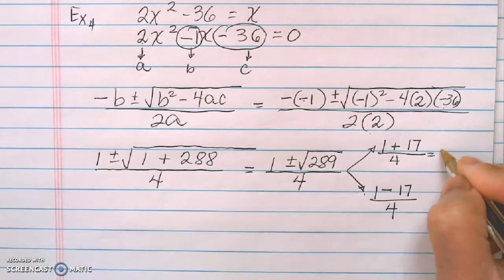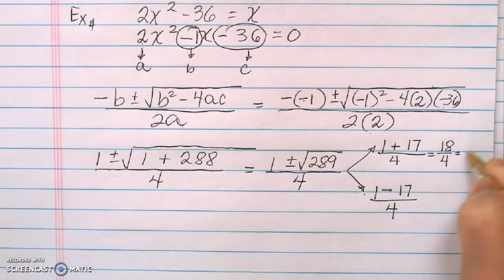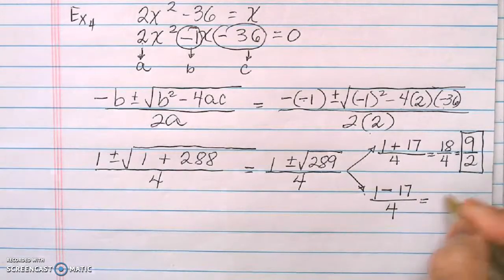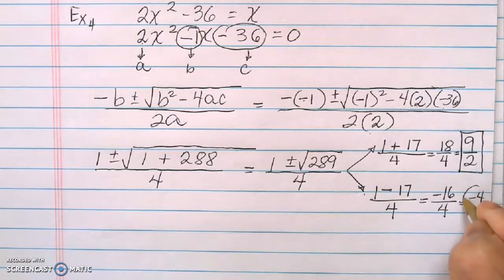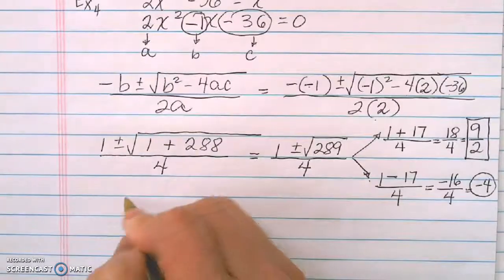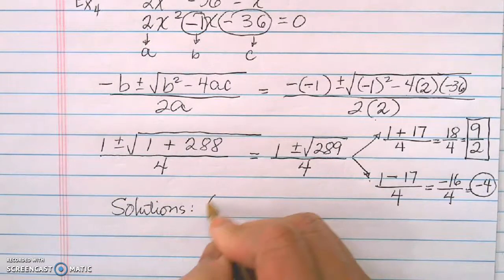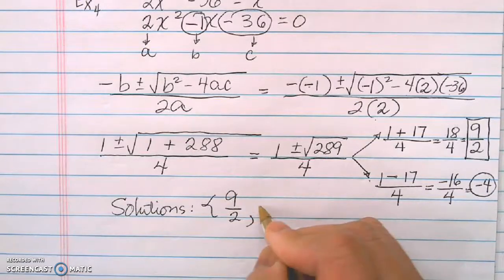This is going to be 18 out of 4, which is going to be 9 out of 2. That is our first solution, or our first root. Our next root is going to be negative 16 out of positive 4, which is a negative 4. This is our next root. Therefore, our solutions, or our roots, are 9 out of 2, negative 4.